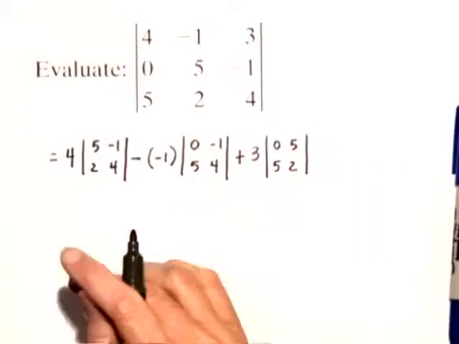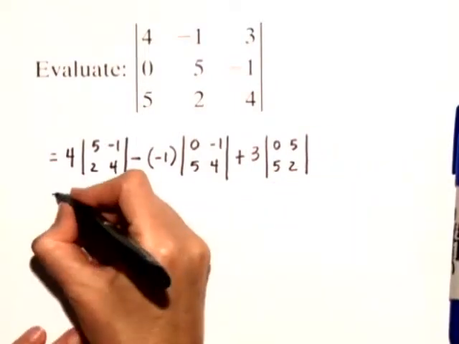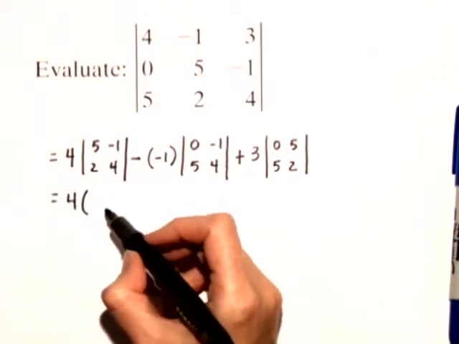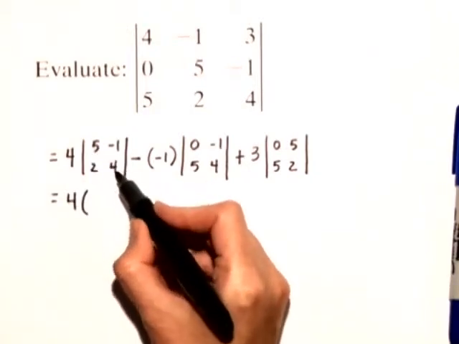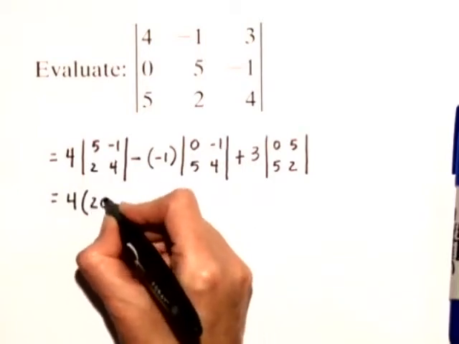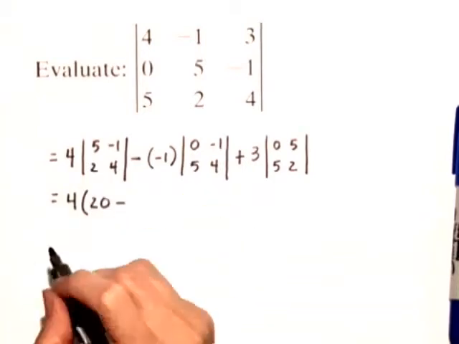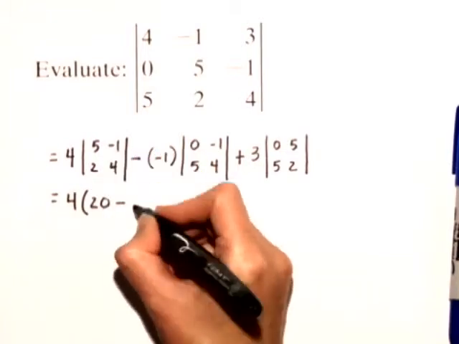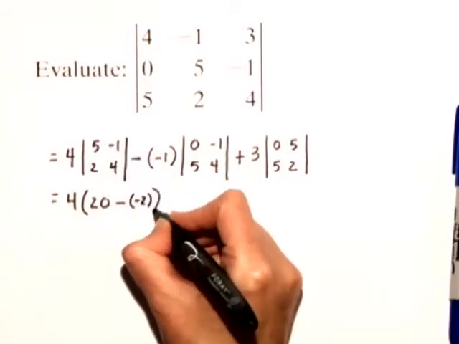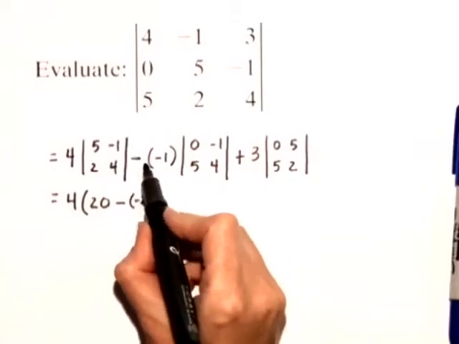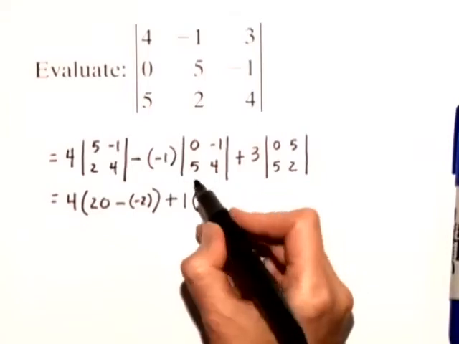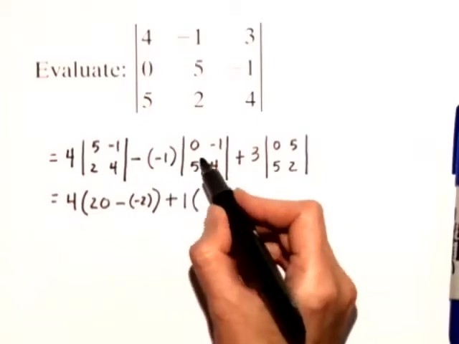And now we evaluate these smaller determinants. So we have 4 times. Remember, for a 2 by 2 determinant, you multiply along the main diagonal. 5 times 4 is 20, and we subtract whatever we get when we multiply along the other diagonal. 2 times -1 is -2. Now I have minus -1, which is +1, times, let's evaluate this 2 by 2 determinant.